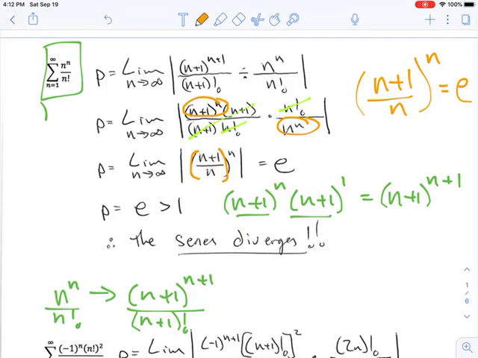And of course, you may also see that as 1 plus 1 over n to the n. Sometimes that's the more common way of seeing it. The limit of 1 plus 1 over n to the nth power equals e. So that all equals e. e is greater than 1, so the series diverges.